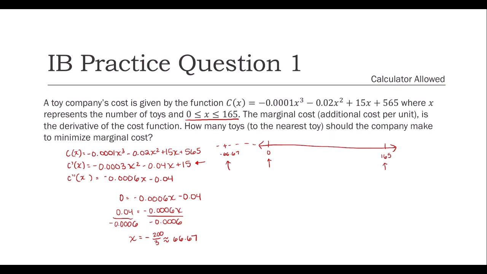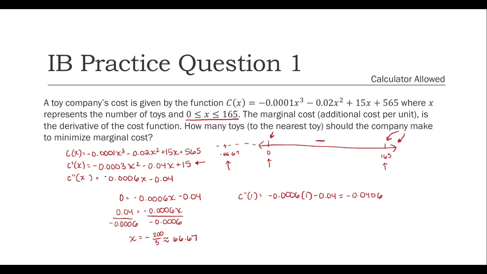So if we plug in a value between those, like 1 for example, then we'd get c double prime of 1 equals negative 0.0006 times 1 minus 0.04, which equals negative 0.0406, which is a negative number. So we know the slope is negative, meaning that our marginal cost will be minimized at 165. Because if the slope is negative, it'll be higher at 0 than it is at 165.